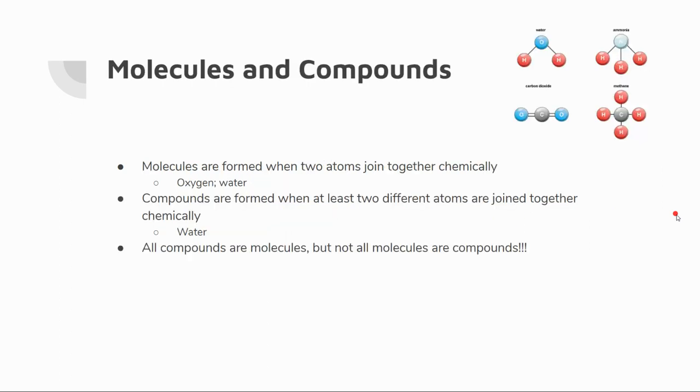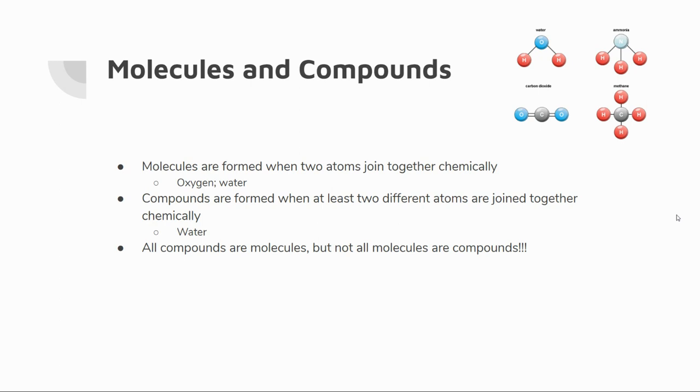Molecules and compounds. Molecules are formed when two atoms are joined together chemically. So, for example, you have oxygen and you have water. Compounds are formed when at least two different atoms are joined together chemically. Okay, an example of this is water. All compounds are molecules, but not all molecules are compounds.